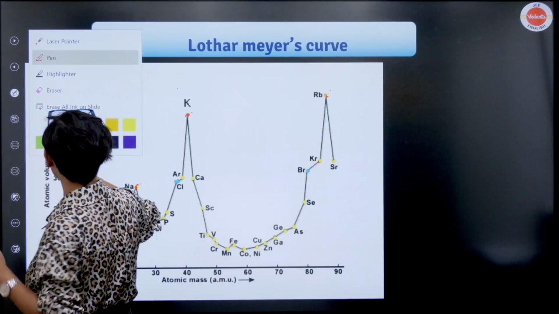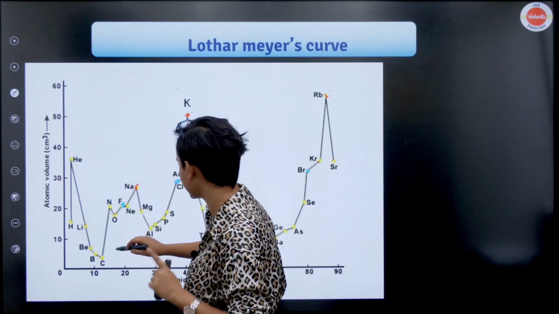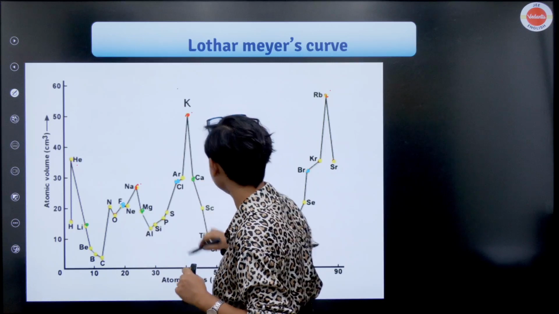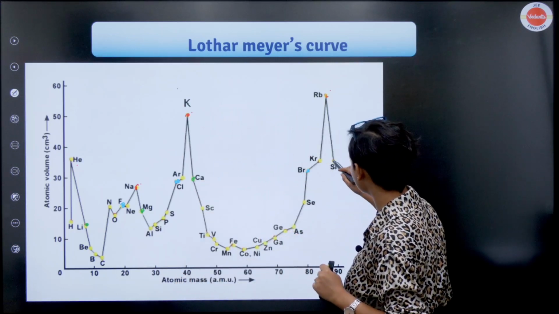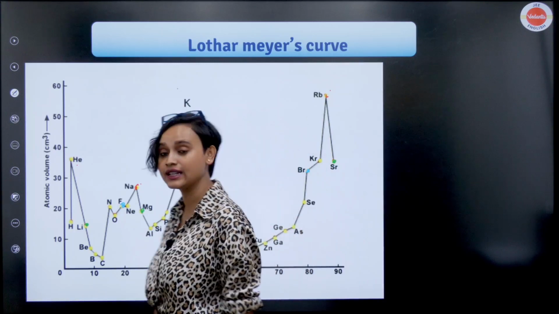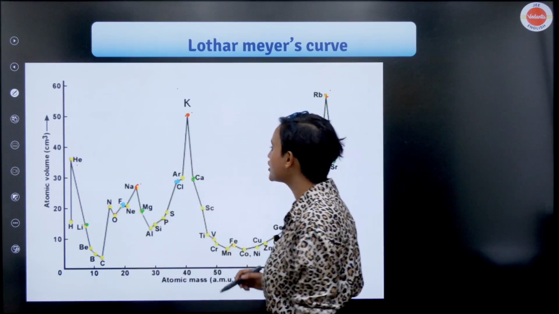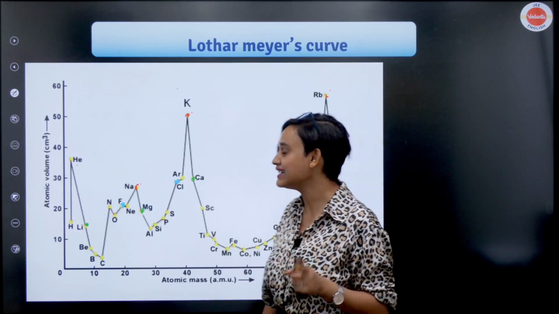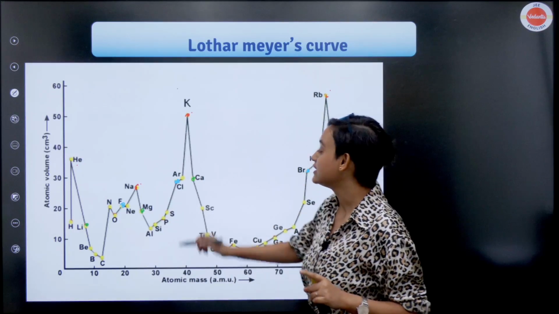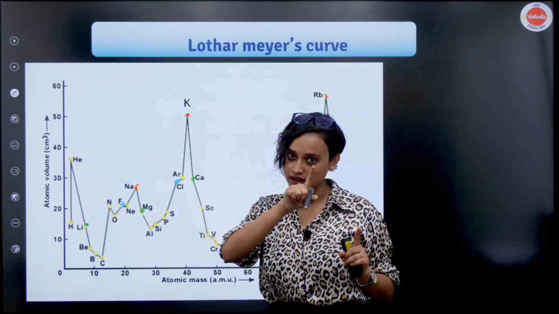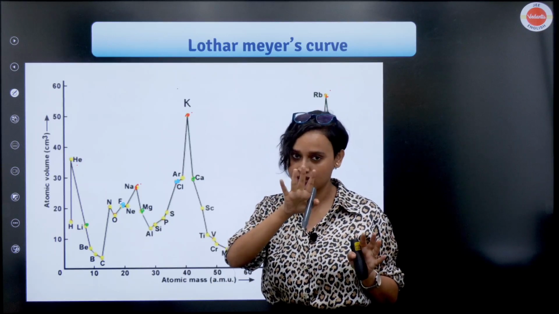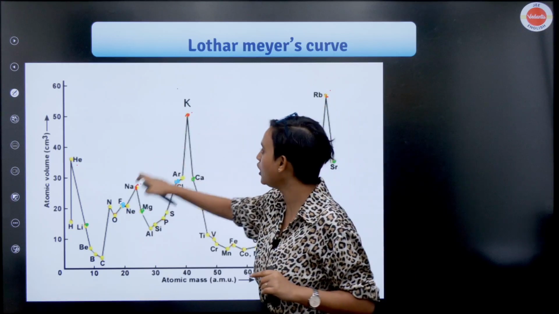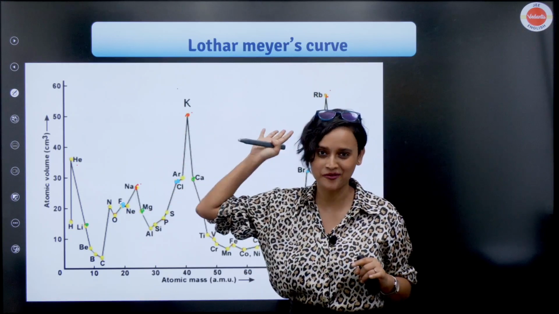There was another thing that he saw: lithium, magnesium, calcium and strontium. So what actually he saw was that the alkali metals, the first group elements, that is sodium, potassium, rubidium, are all found at the peak of the graph.